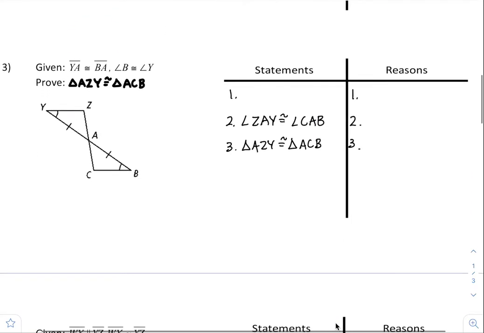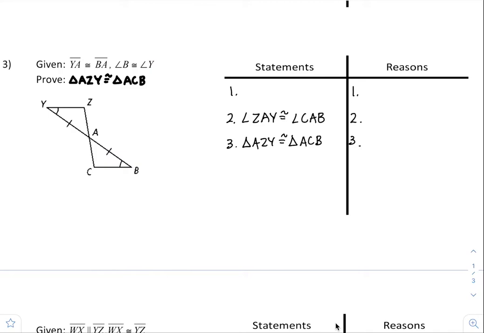Number 3. So again, they already annotated it for us, you guys, but it's good for you guys to practice annotating and writing on your triangles. So YA is congruent to BA from this statement. Angle B, which is this one, you guys, is congruent to angle Y. And let's write down our statement, which is the given.